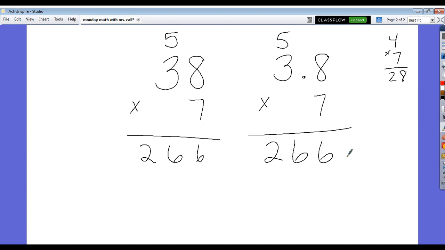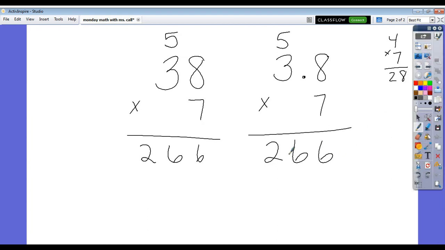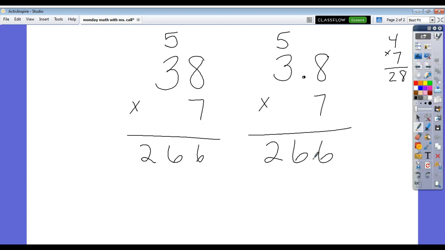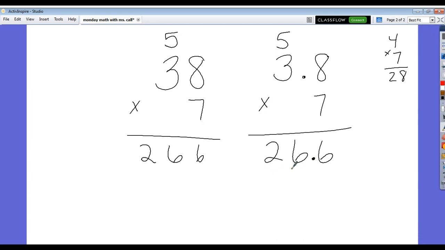So clearly my answer, remember there's a hidden decimal point at the end of every number. Clearly my answer is not 266 because I want an answer close to 28. So if I put my decimal point here, my answer is now 2 and 66 hundredths. Again, not close to 28. So I want to put my decimal point right here. So I want 26 and 6 tenths, which is pretty close to 28.